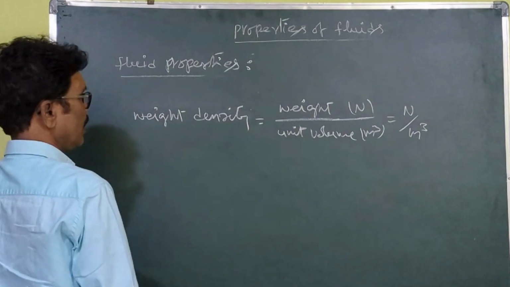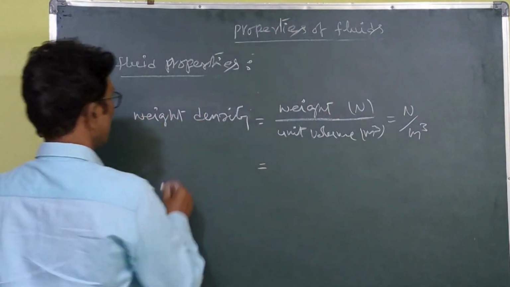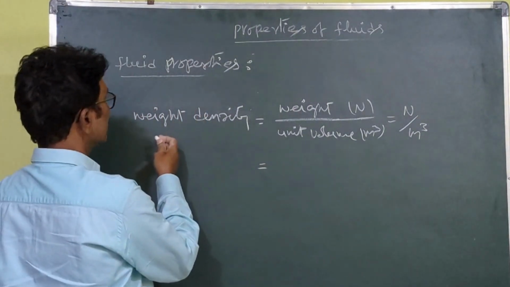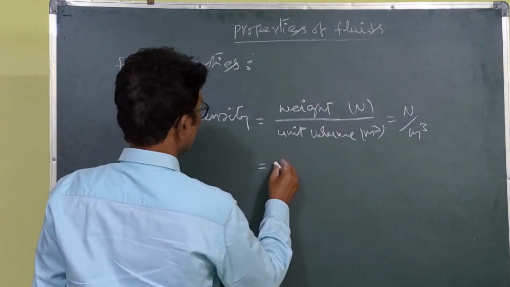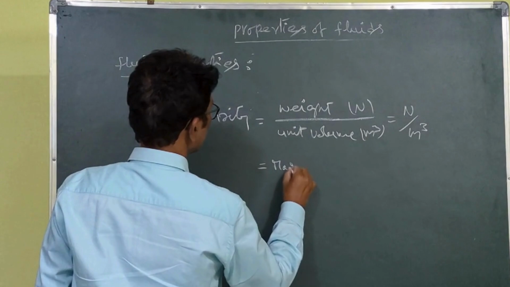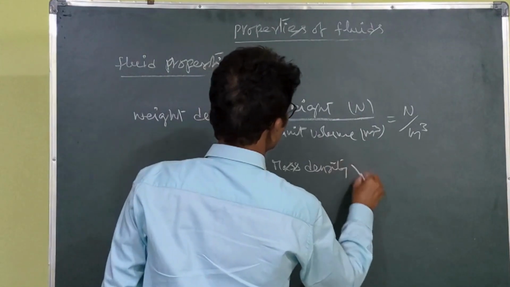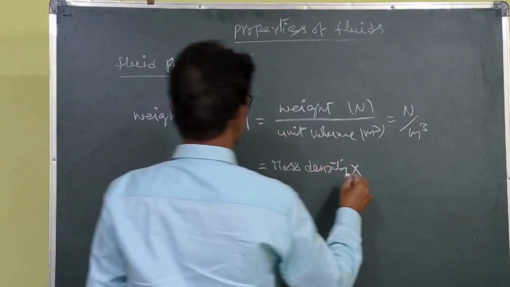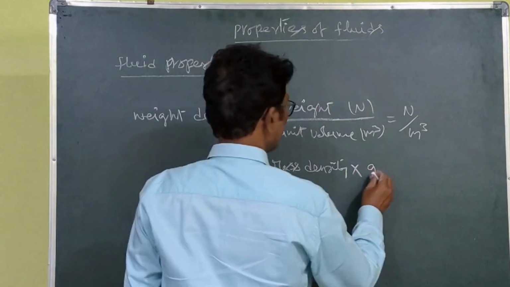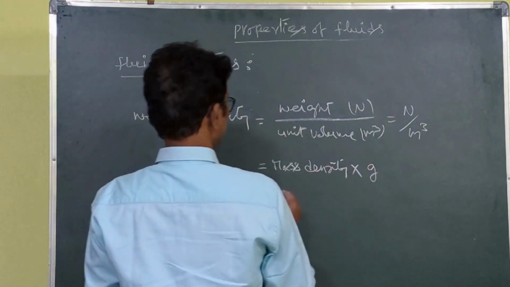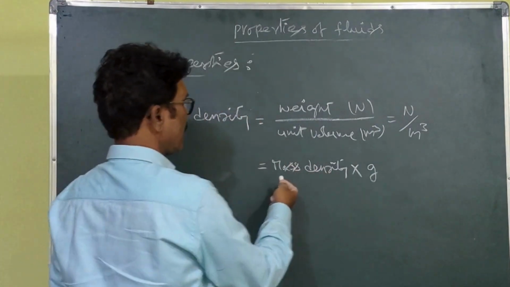So I can write it another way. Weight density is equal to mass density into acceleration due to gravity, g. So how can we arrive at this form, mass density into g?